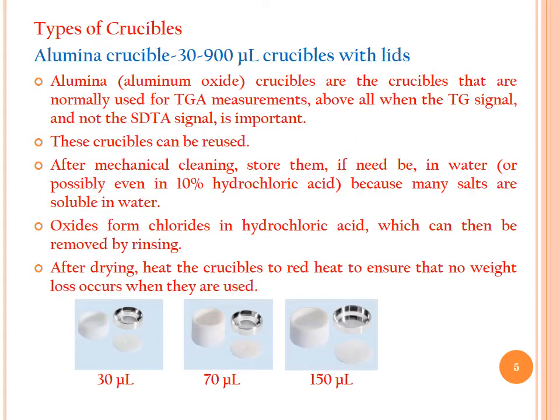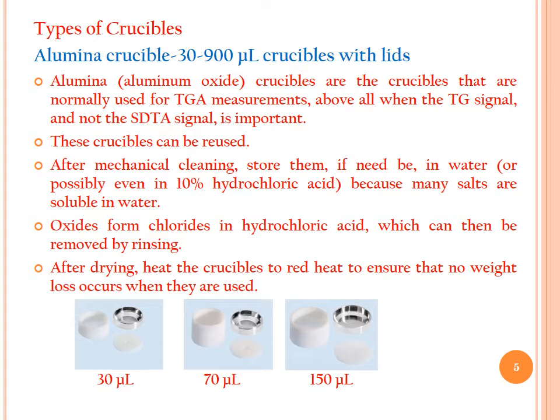And now we'll discuss the alumina crucible that has a capacity of 330 to 900 microliter to hold the sample. These crucibles are also used with lids. Alumina, meaning aluminium oxide, crucibles are the crucibles that are normally used for TGA measurements, above all when the TG signal and not the STD signal is important. These crucibles can be reused after mechanical cleaning.